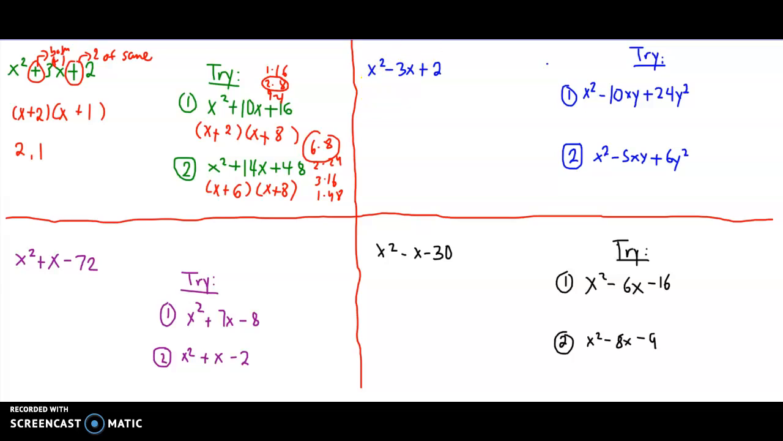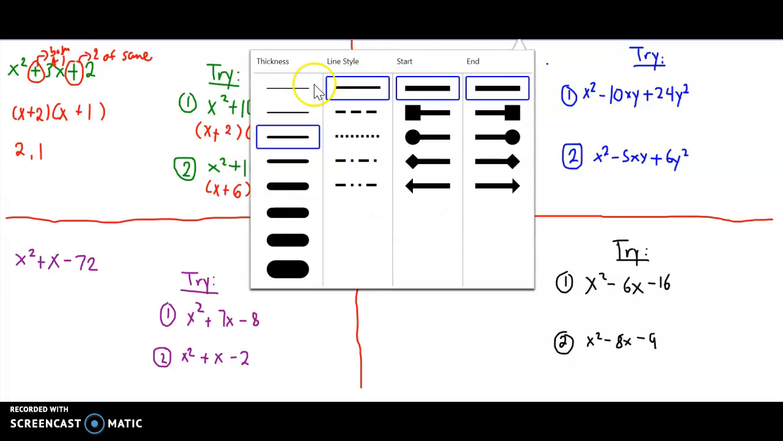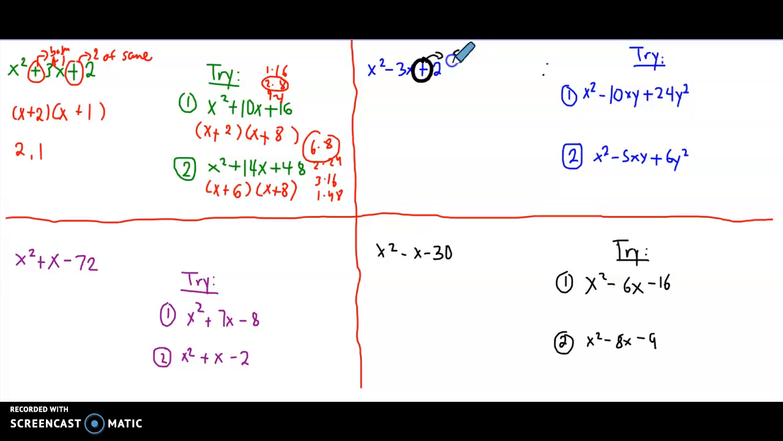Let's go to the second category. This is telling me that they're both the same. But now this is telling me that they're both negatives. Both negatives. So I'm going to set up my parentheses. X minus and X minus.